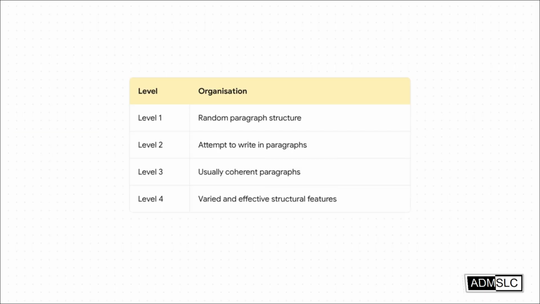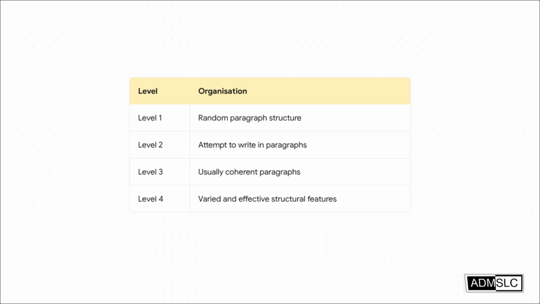So what does that climb actually look like? I mean, in a real piece of writing. Let's just take organization, for example. At level 1, you've maybe got a few paragraphs, but they're kind of random. At level 2, you're starting to try and link your ideas together. By level 3, your paragraphs are coherent, they make sense. But level 4, whoa. Now you're using varied and effective structural features. We're talking about things like flashbacks or switching perspectives or using pacing to totally control how the reader feels.